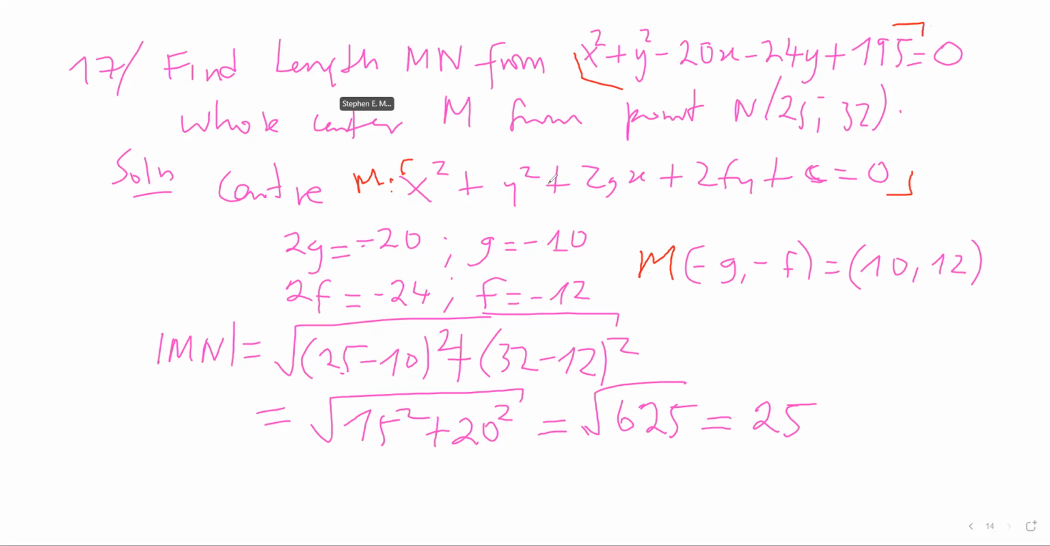Then the length of M from N, which is the center to the point N, is nothing else but the square root of the difference in x squared plus the difference in y squared. So this is the square root of (25 minus 10) squared plus (32 minus 12) squared. If you do that, you get 25. And this is the length of M to N.